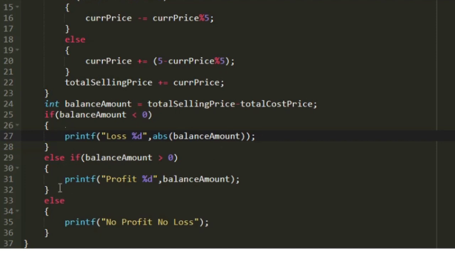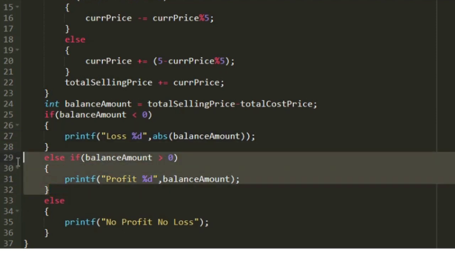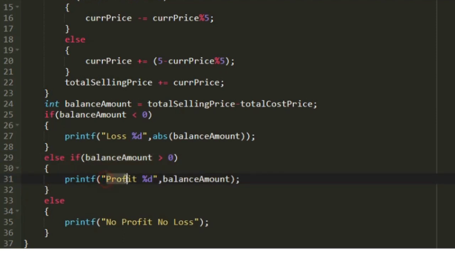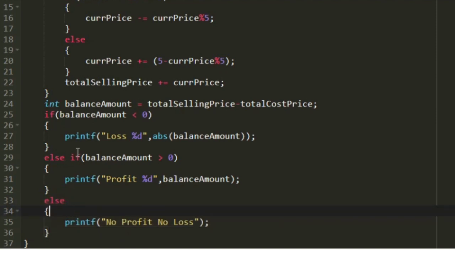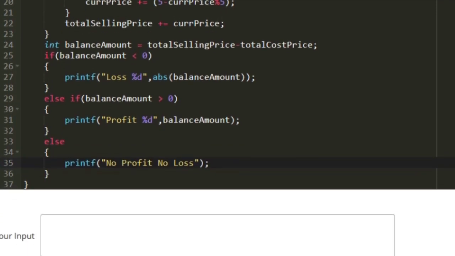And the same, if the balance amount is greater than 0, then it is a profit. So in the else if condition, we are doing that. If balance amount is greater than 0, then we print profit, and we need to print the profit amount. So I am printing the value of the variable balance amount. And finally, if it is neither a profit nor a loss, then we should print no profit no loss. So in the else condition, we are printing no profit no loss. That would execute when the balance amount is equal to 0.